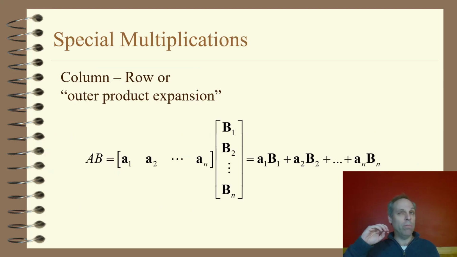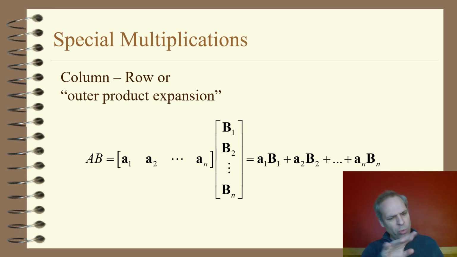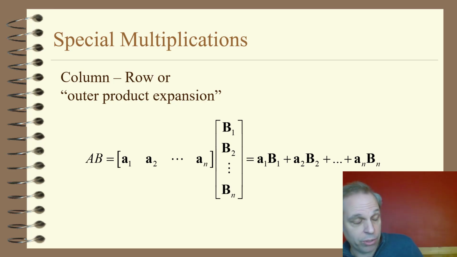Now, as I said, there are 4 common multiplications you see, but they go down in terms of frequency until the very last one is almost never seen or used. It's called the column row multiplication. It's called the outer product expansion, if you ever want to hear it somewhere else.